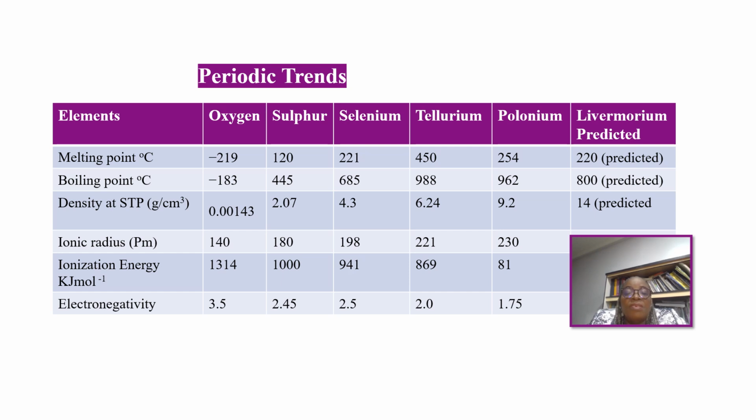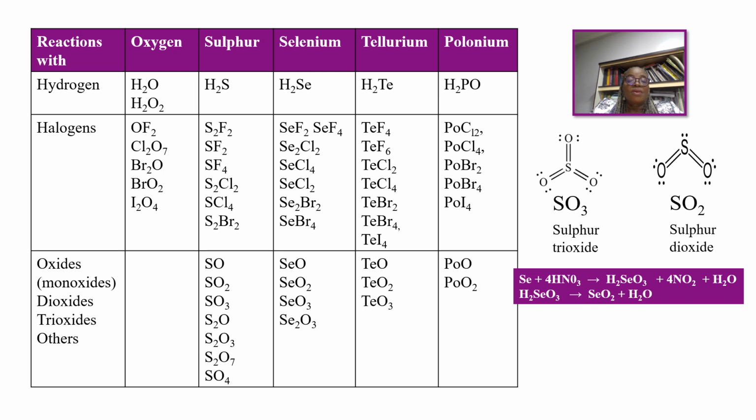Ionic radius increases down the group. And ionization energy decreases down the group. Electronegativity decreases down the group, with oxygen being the most electronegative of this group. The reaction with hydrogen, halogens, and formation of oxides: we found out that oxygen will form water, which is a liquid, and hydrogen peroxide, whereas hydrides of the other elements of this group are gases.